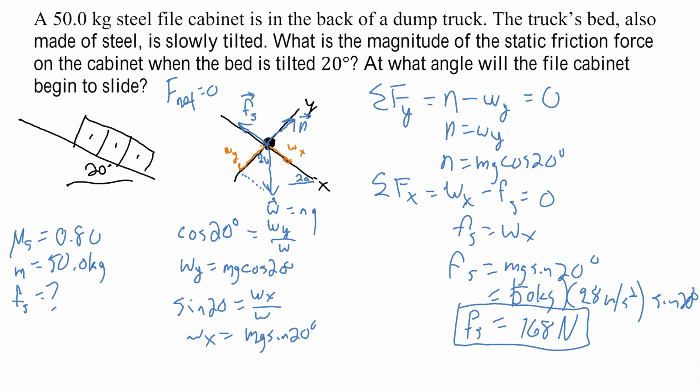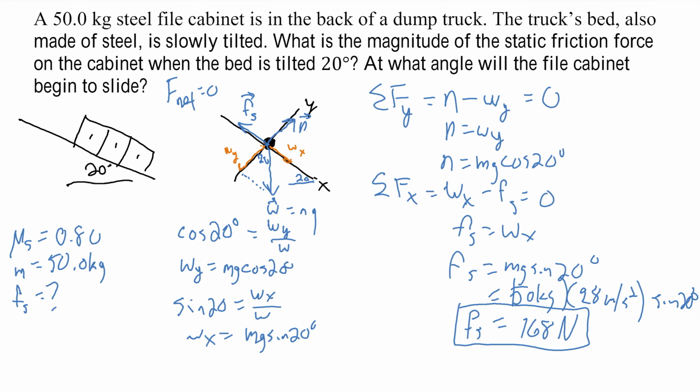Now, at what angle will the file cabinet begin to slide? Begin to slide means we've reached our F sub s max. Now we can use F sub s max equals mu sub s times n, and we have n equals mg cosine 20 degrees. Now we can use this idea that you were trying to use. We could not use it before though, so we did not waste time. We were just headed in the wrong direction for the first part.